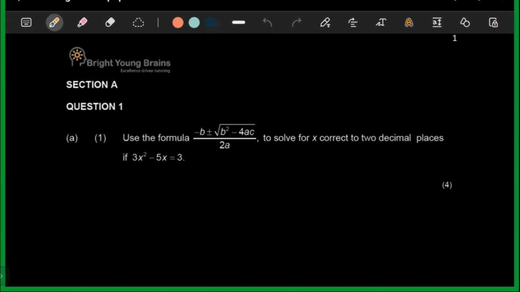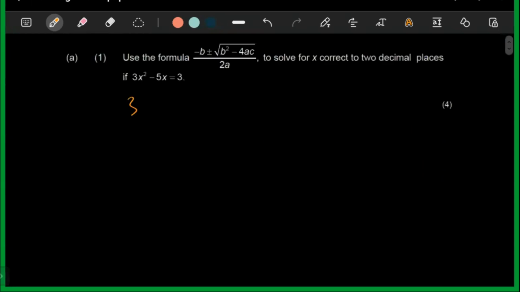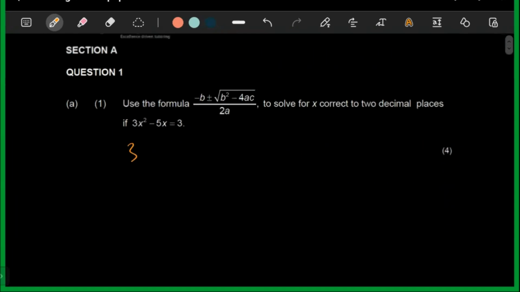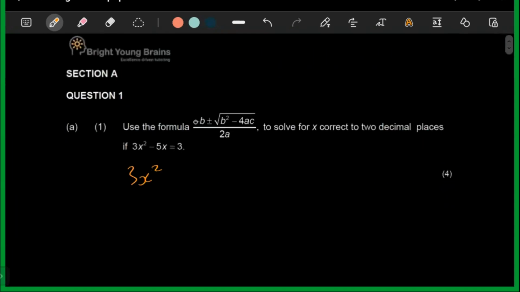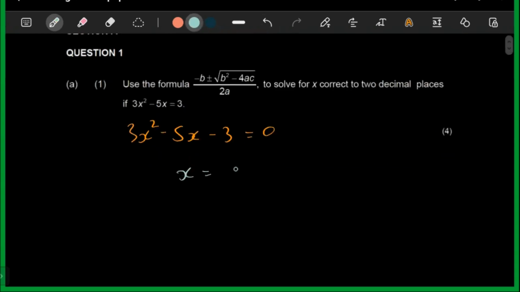So everything we can take to one side. We're going to have here 3x squared minus 5x, and then minus 3 equal to 0. And then we're going to have x is equal to minus b plus or minus the square root of b squared minus 4ac, the whole thing over 2a.